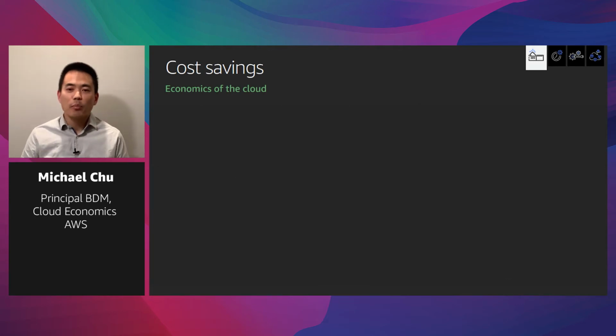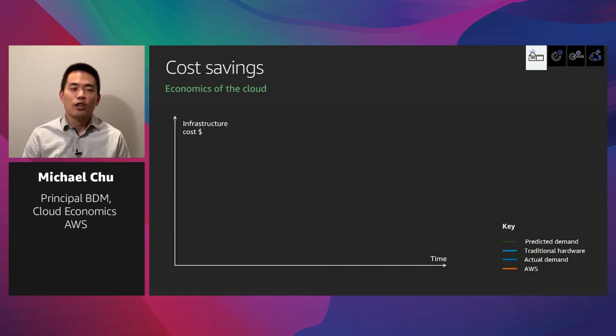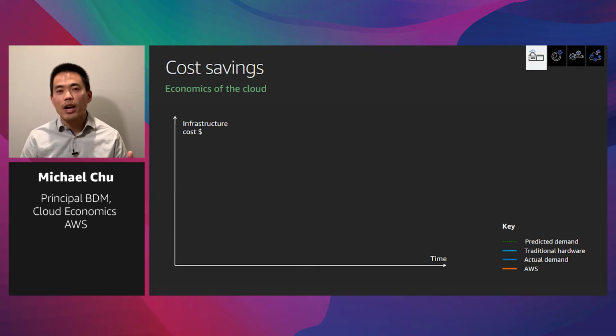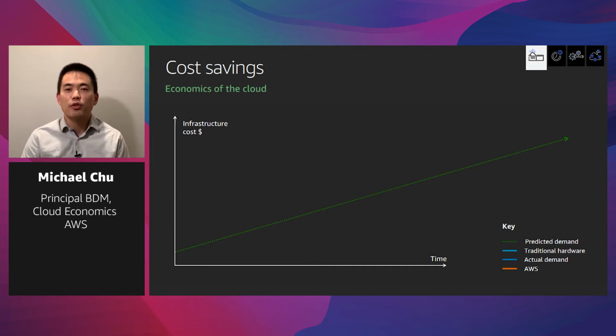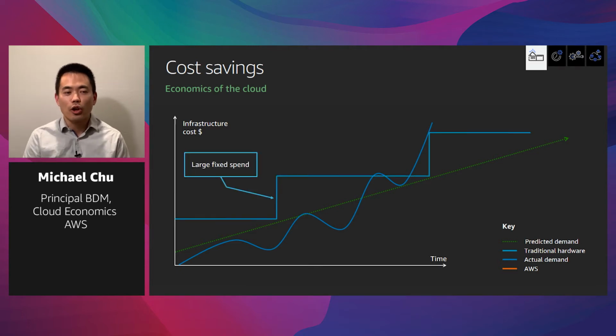Now, when you think about the basic economics of the cloud, let's look at infrastructure costs on the y-axis and time on the x-axis. Typically, predicted demand will go up and to the right. Large, fixed infrastructure spend is added on a step function basis, meaning capacity is added in steps. So that's your dark blue, your light blue line on screen. Your actual demand will be wavy and go up and to the right. That's the line that you see below.